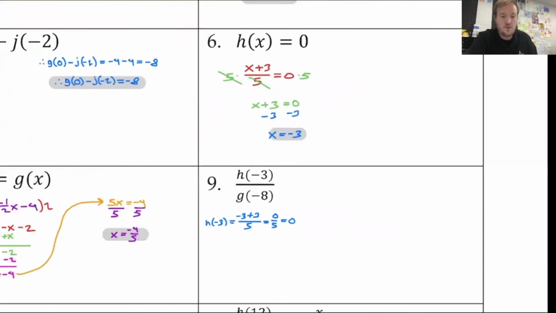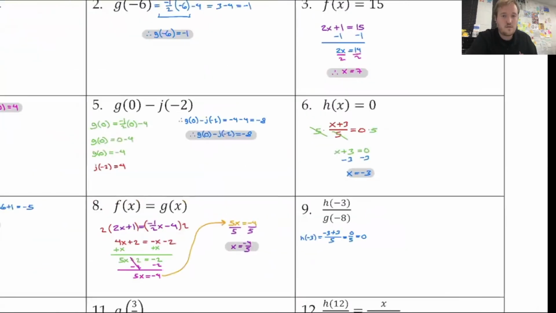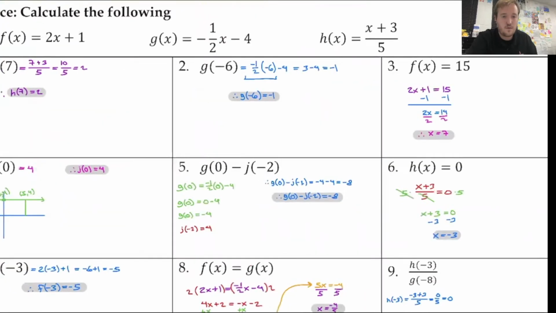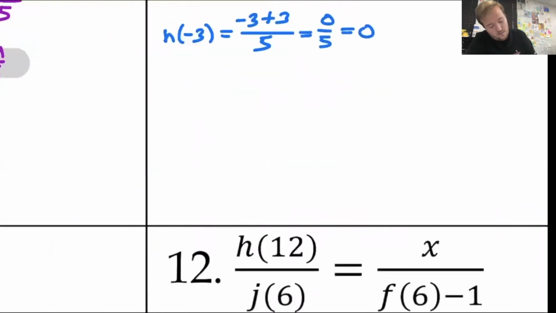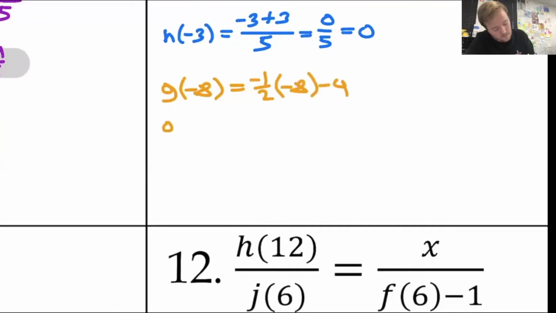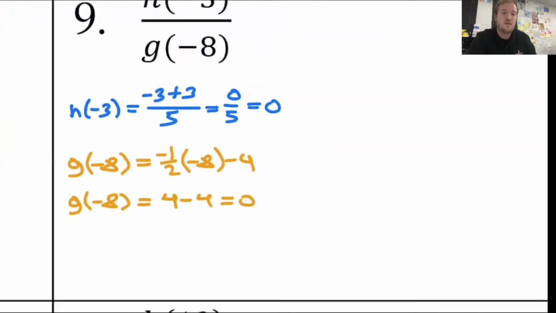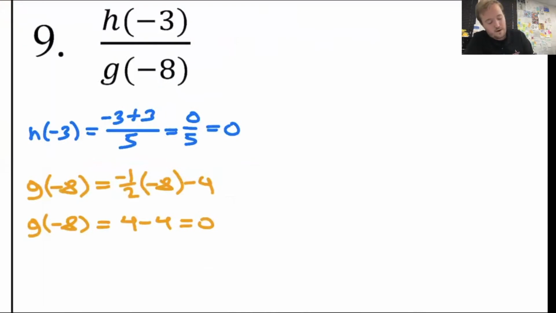And then we have g of negative 8. So g of negative 8, which is negative 1/2 times negative 8 minus 4. So g of negative 8 is going to be 4 minus 4, which is equal to 0. So whenever I'm subbing in these values, what I'm going to get is 0 over 0.